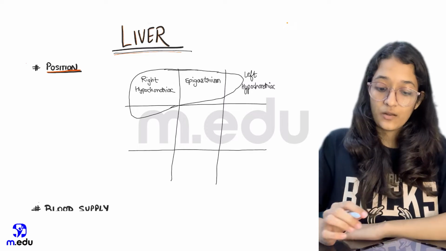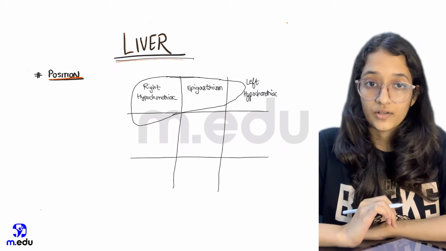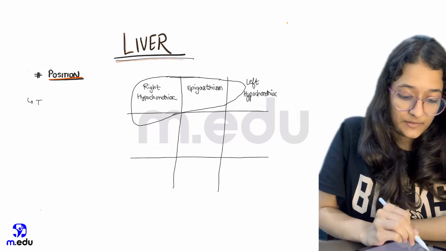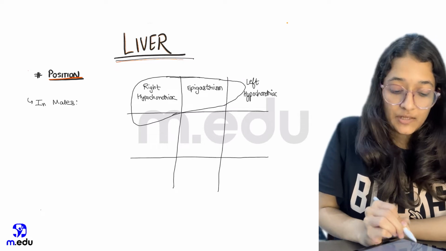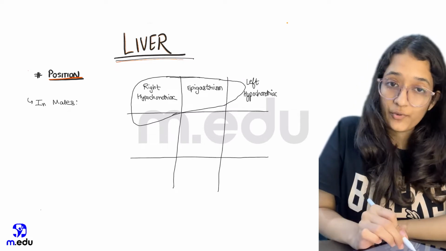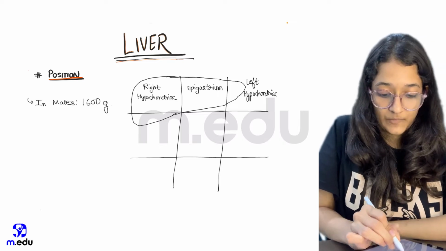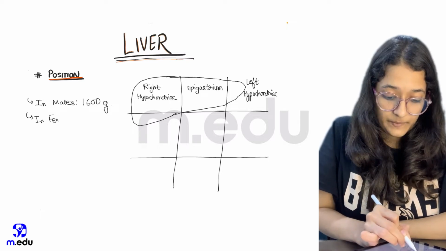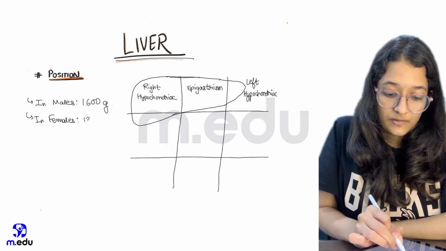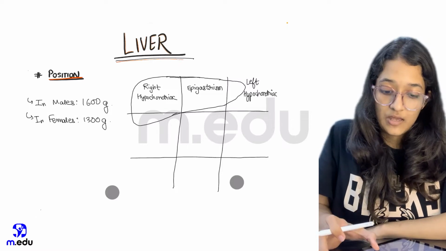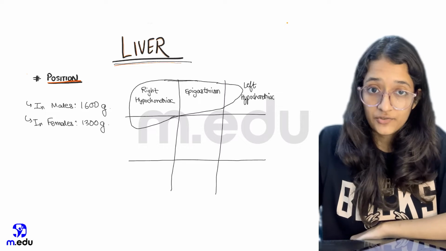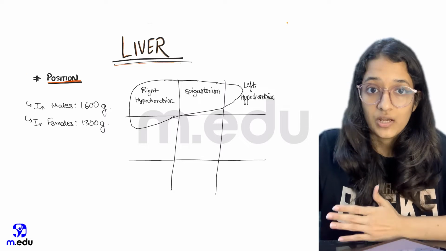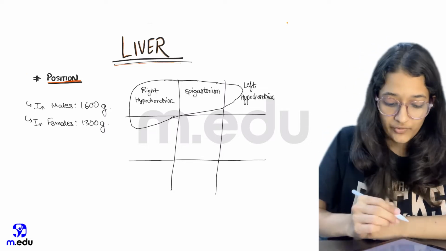So now, along with this, we should have an understanding of how much it weighs. In males, it weighs approximately 1600 grams, whereas in females, it is slightly less, that is 1300 grams. And now if we talk about the relationship of the liver, it is covered by the rib cage, from the 7th rib down to the 11th rib.